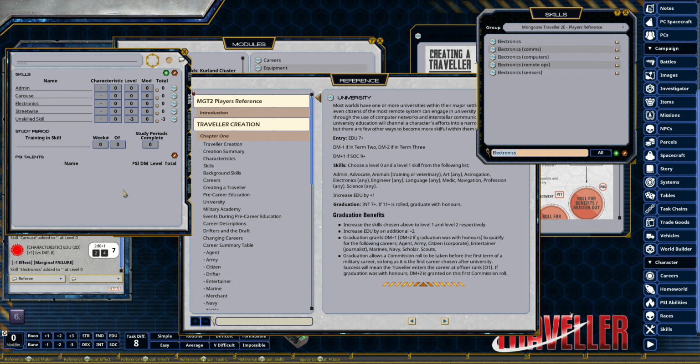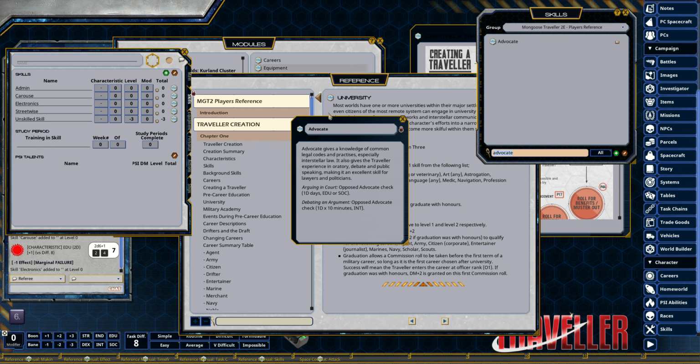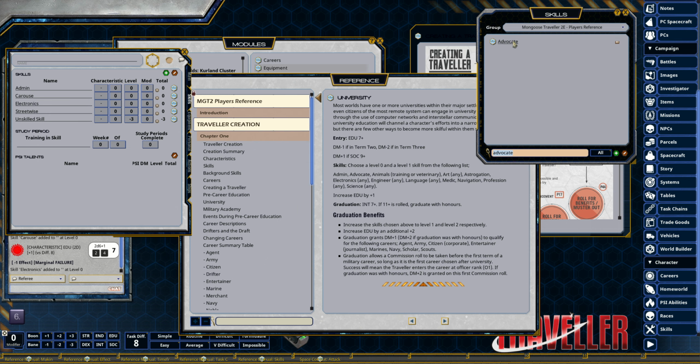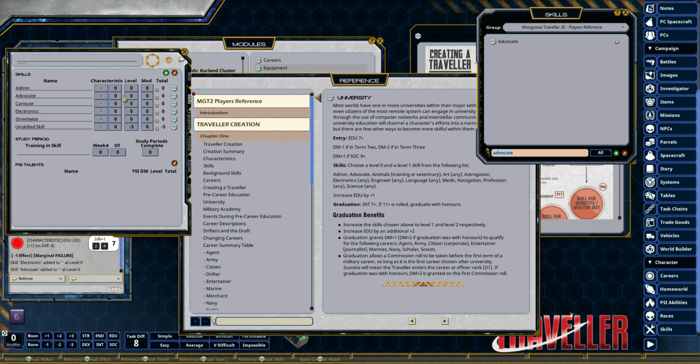And then let me take advocate. Okay, so what's advocate? The advocate skill basically is being a lawyer. Gives you a knowledge of common legal codes and practices, especially interstellar law, experience in oratory, debate, and public speaking, making an excellent skill for lawyers and politicians, but also for merchants. So advocate, we're going to take at a 1 because I get 1 skill at 0 and 1 skill at 1.